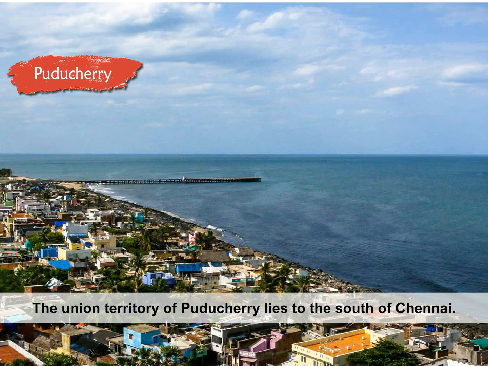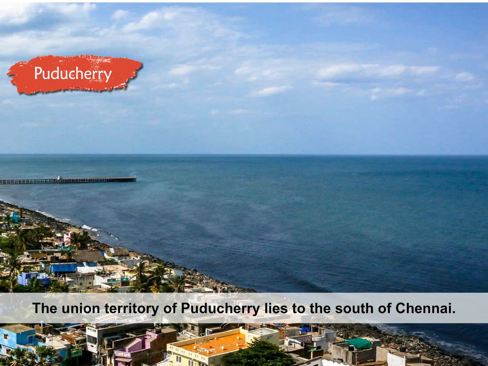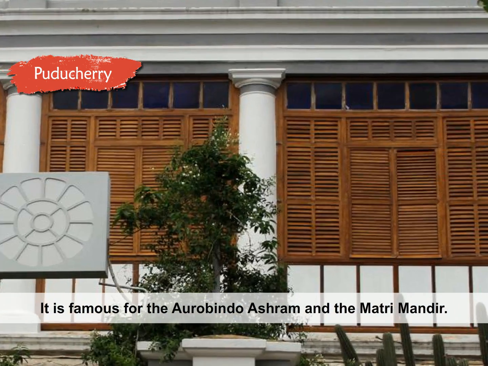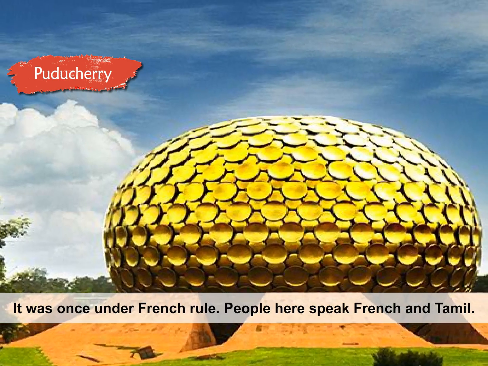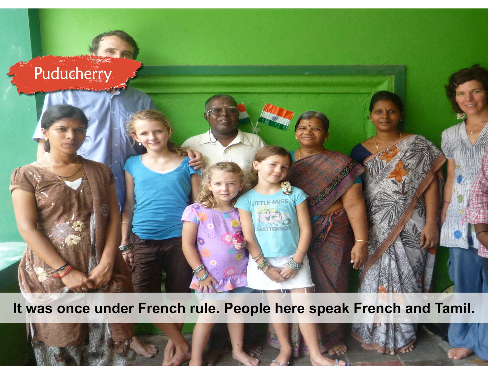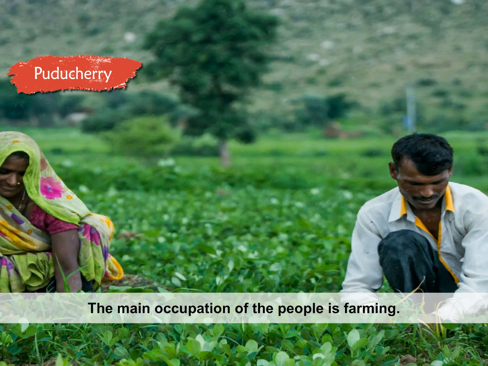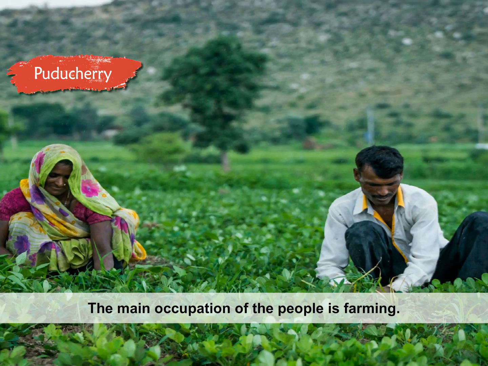Puducherry. The Union Territory of Puducherry lies to the south of Chennai. It is famous for the Aurobindo Ashram and the Matri Mandir. It was once under French rule. People here speak French and Tamil. The main occupation of people is farming.